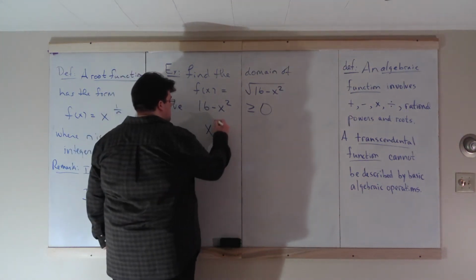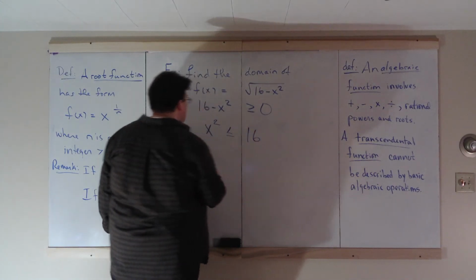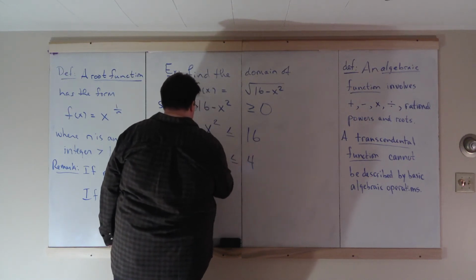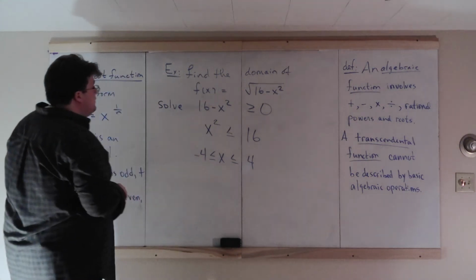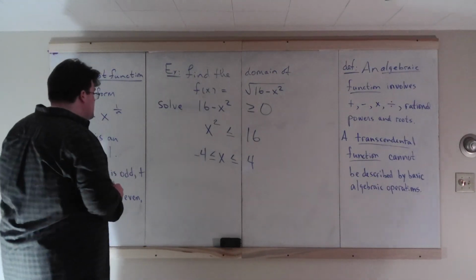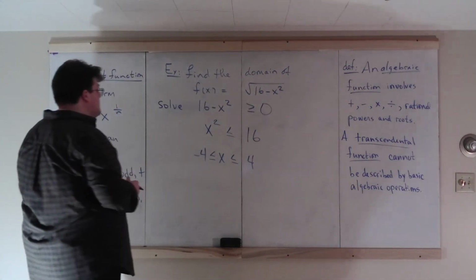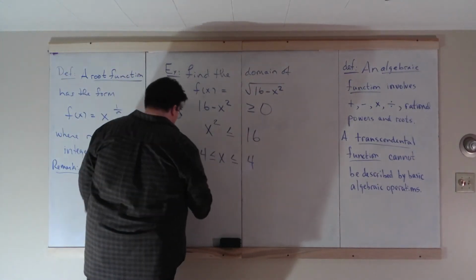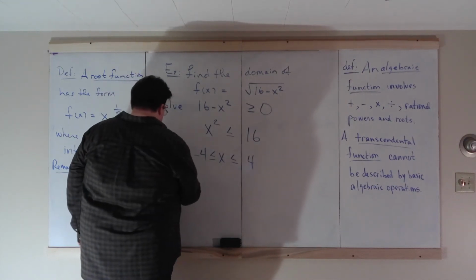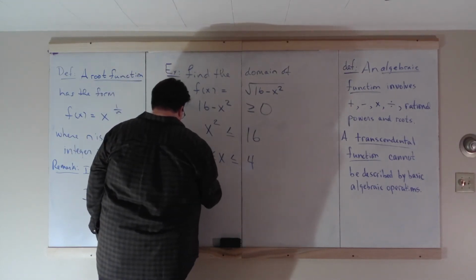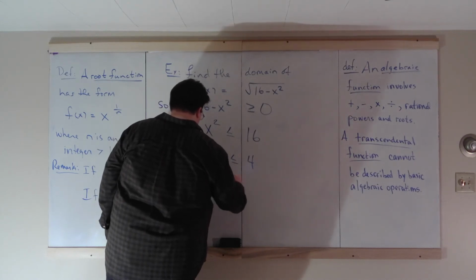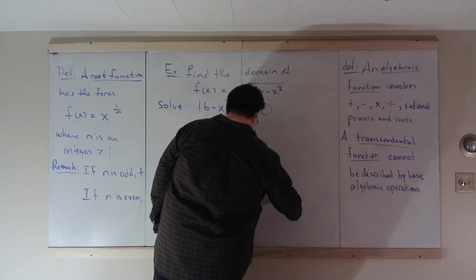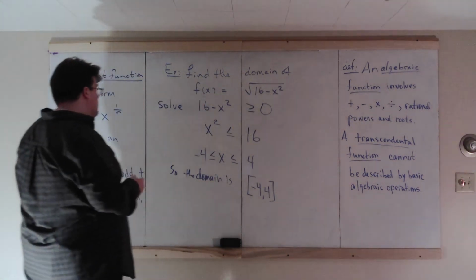Well, we get x squared is less than or equal to 16. Numbers less than or equal to 16, so we have x is between 4 and negative 4. Larger than 4, the square will be larger than 16. Smaller than negative 4, the square will be larger than 16. But between and including 4 and negative 4, the square will be less than or equal to 16. And so we should write our domain in interval notation. So the domain is negative 4 to 4, including the endpoints.